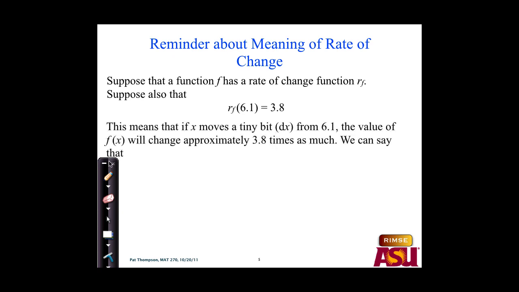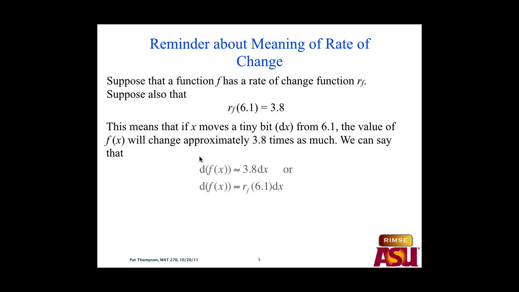So keeping that in mind, symbol-wise, I could write that with different notation: d f of x instead of dy is m dx. In general, d f of x equals r sub f of 6.1 dx. 3.8 was specifically this r sub f of 6.1, the rate of change at that specific spot. But we use these constant rates of change to tell us what the ratio of change is from input to output, that m value.